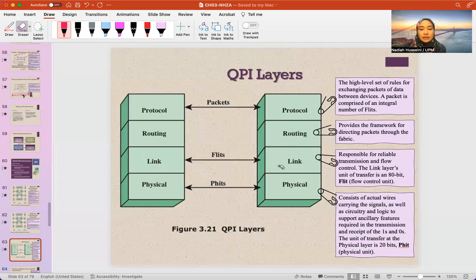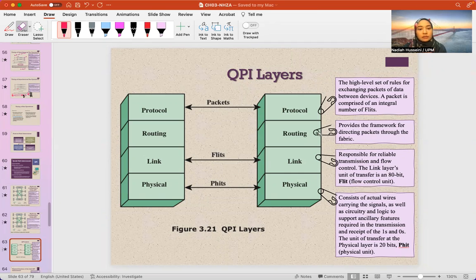And then we see the second layer, which is the link. It is responsible for reliable transmission and flow control. So the link ensures that everything is reliable and the flow is good. So here, the unit of transfer is 80 bits. The phit is 20. The flit is 80. Flit refers to flow control unit and is 80 bits in length. Okay, so 80 and 20.